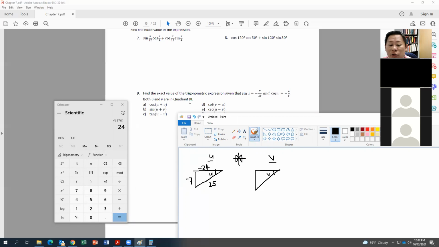I want you guys to go ahead and figure out angle V here. I have a phone call actually, so give me a second. Go ahead and figure out angle V here.